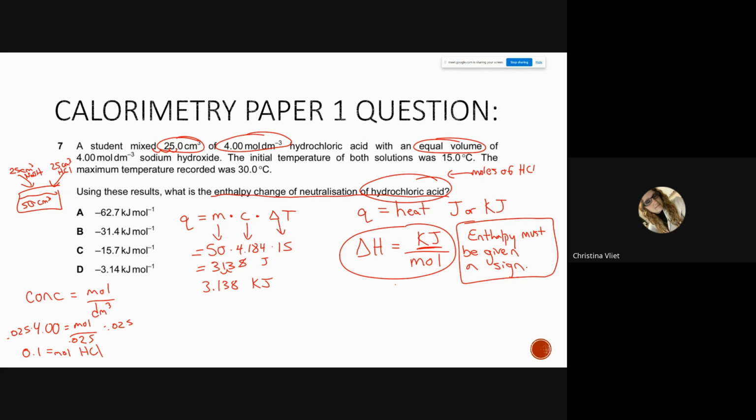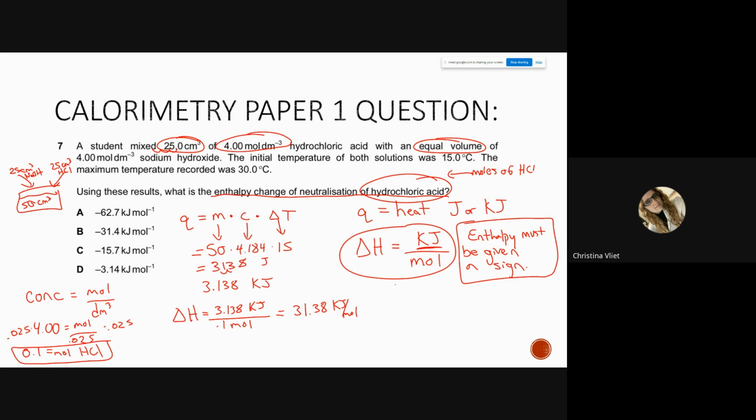So now we've got the moles. We want the enthalpy, kilojoules per mole. Now what? To find delta H, we write 3.138 kilojoules and we divide that by 0.1 moles. So what is that answer? It is going to be B. So it's 31.38 kilojoules per mole.